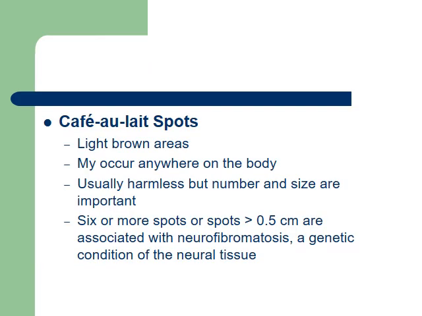Cafe au lait spots, these are light brown areas, and they can occur anywhere on the body. They're usually harmless, but number and size are important. If the baby has 6 or more spots that are larger than a half centimeter, they may be associated with neurofibromatosis, which is a genetic condition of the neural tissue. So document how many. It's important to really pay attention.